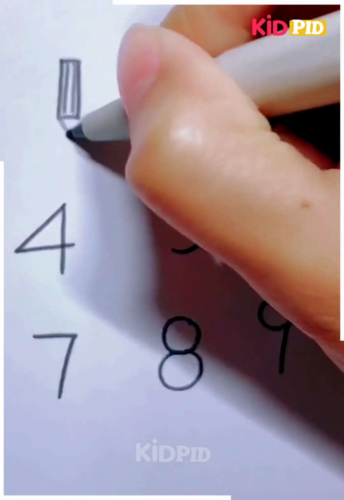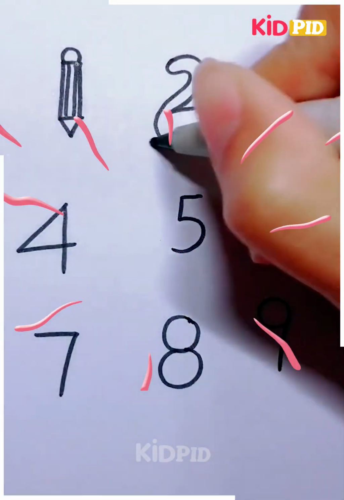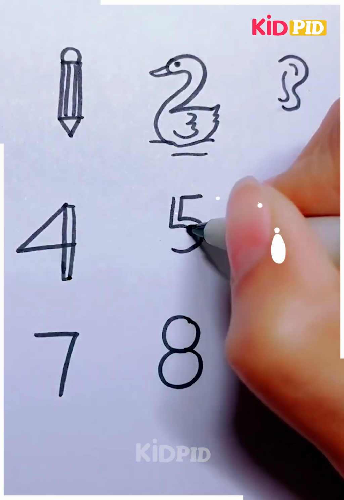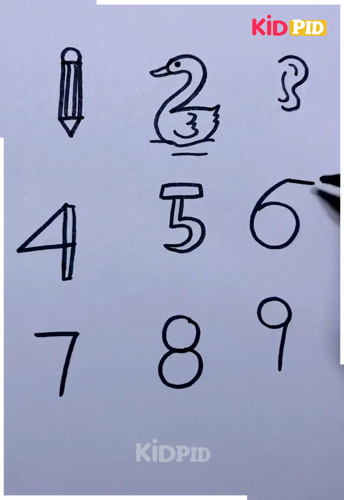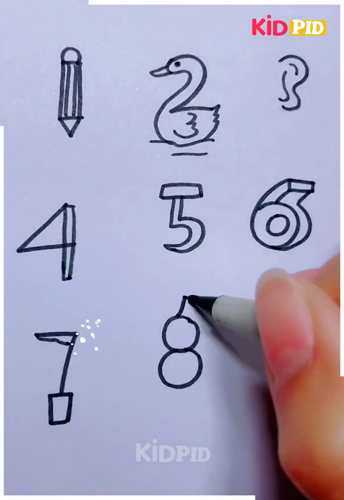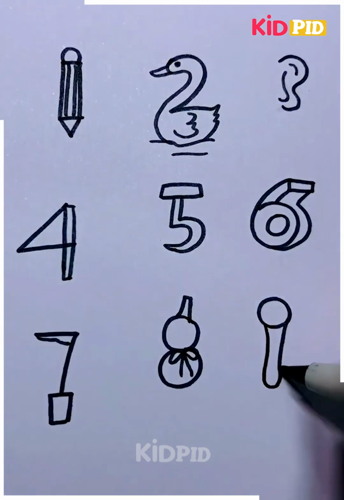Again we are going to play with some of the numbers. First you just have to write from 1 to 9 and after that you can convert them into different objects. The first one is so simple, it's just a pencil that we have made out of the one, then it's a swan, then is the air. After that we have the different types of things.